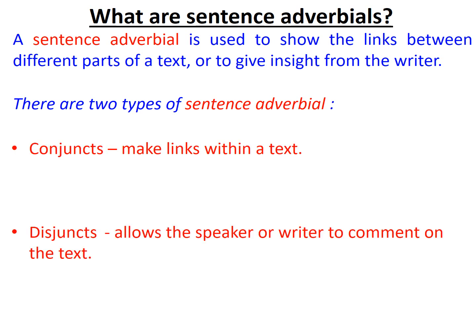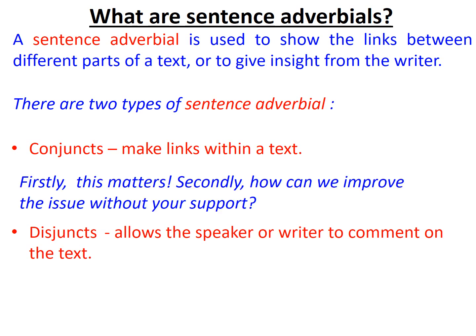One is called a conjunct and that makes links within a text, and the other is called a disjunct because it allows the speaker or writer to comment on the text. The focus of the sentence adverbial is to give us additional information that sheds some light on the verb. It might be in relation to time, place, or manner.